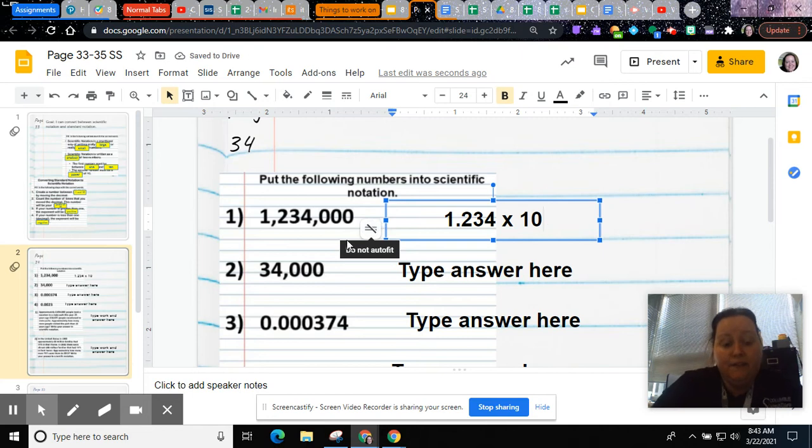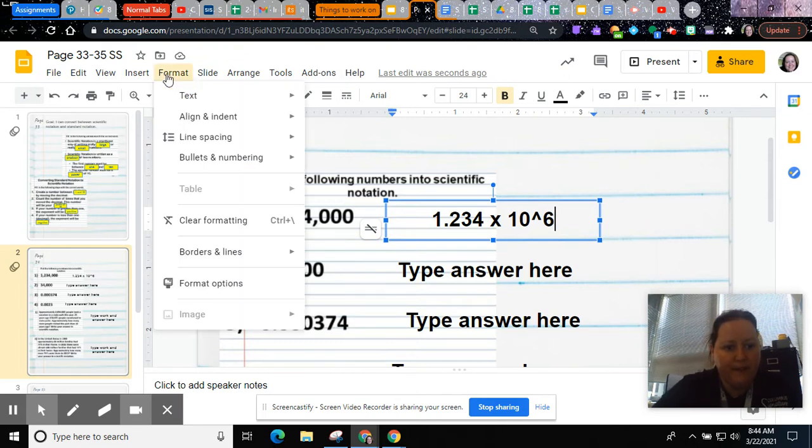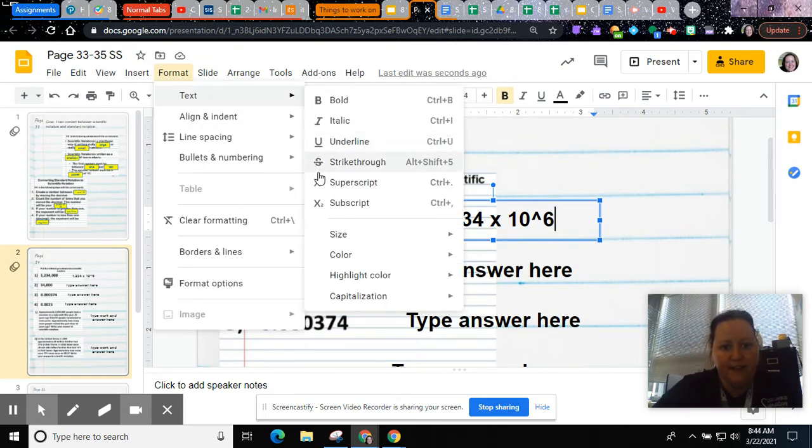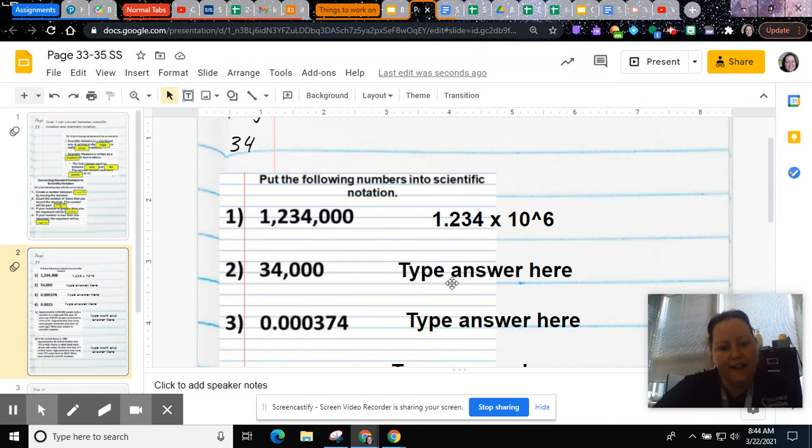And then to figure out what the exponent is going to be, how many places did you have to move the decimal? Here's 3, here's 6. So you moved the decimal 6 places. Remember, I used shift 6 to get that caret. You can also go to text here and go to superscript if you want to not have the caret. I'll do that on the next one.